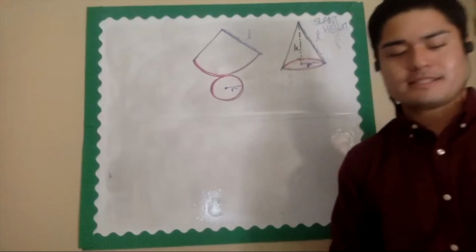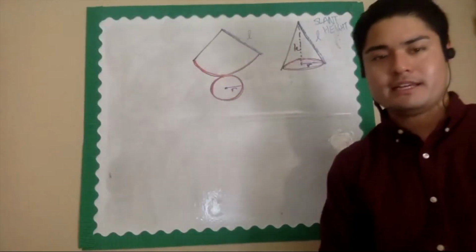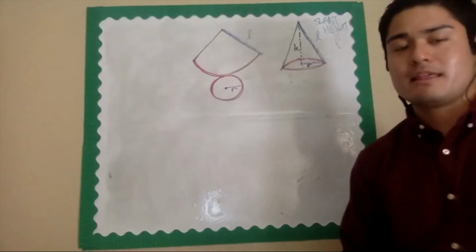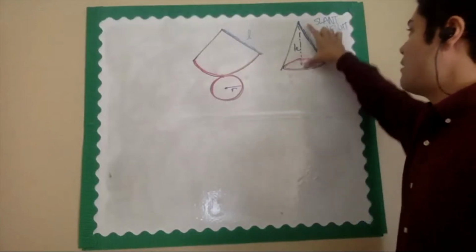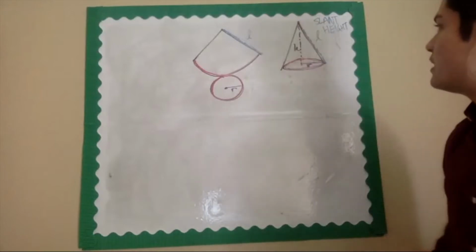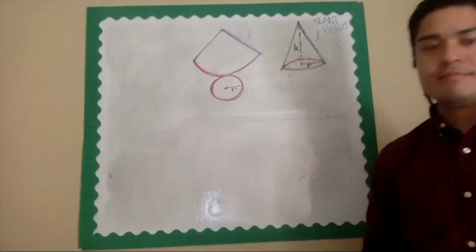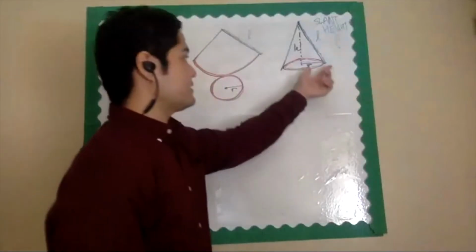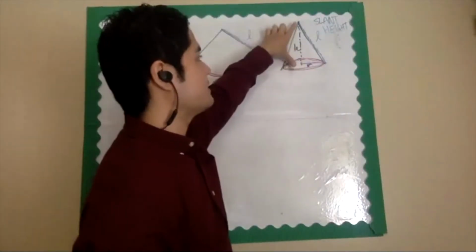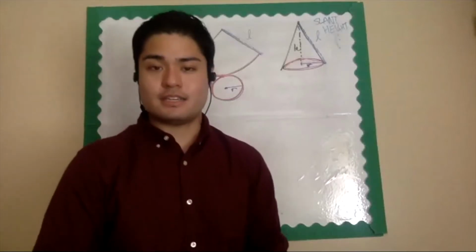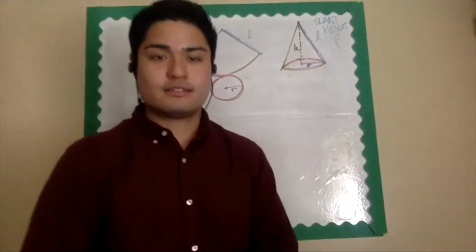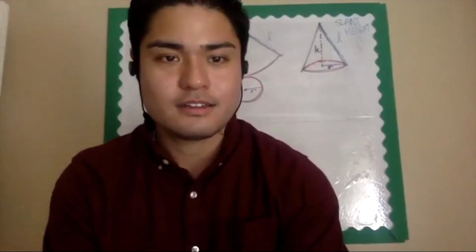There's something special about the slant height in relation to the radius and in relation to the actual height. So we have this radius right here, and we have this height right here. If we know the distance of the radius, and we also know the distance of the height, what theorem can we use to find the distance of the slant height? This is a throwback to Unit 1. What theorem can we use?